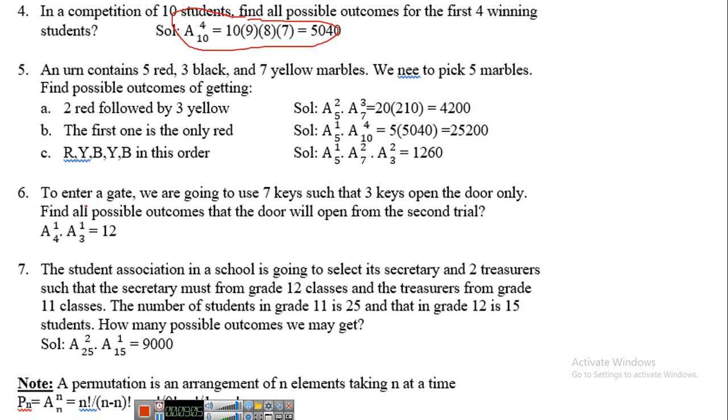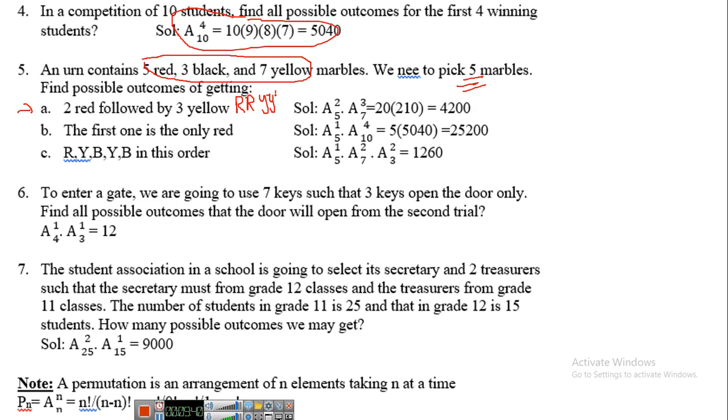An urn, meaning a bag, contains 5 red, 3 black, and 7 yellow marbles. We need to pick 5 marbles. How many marbles do I need to pick? 5. Find all possible outcomes of getting 2 red followed by 3 yellow. Order is important. I didn't say I want to return it back, meaning I don't pick the first one, return it, then pick the second. So I want to pick 5, one after the other, and keep them to yourself. So I need the first 2 and order is important, so this is an arrangement. So I want 2 red followed by 3 yellow.